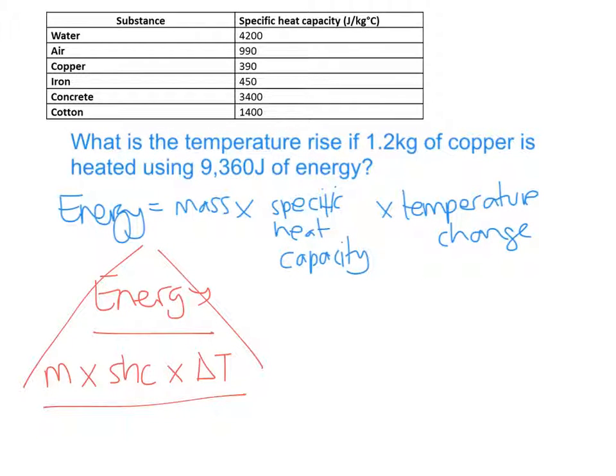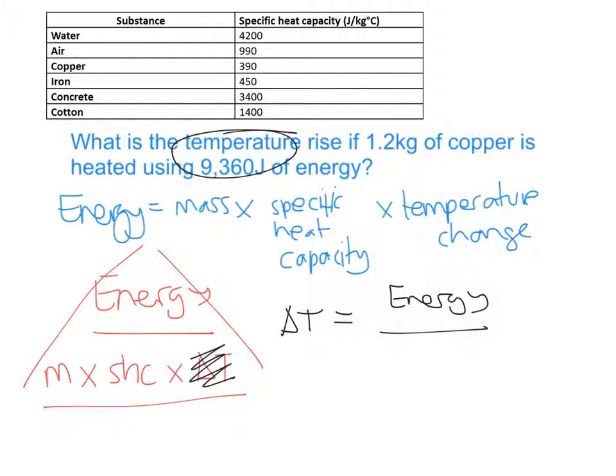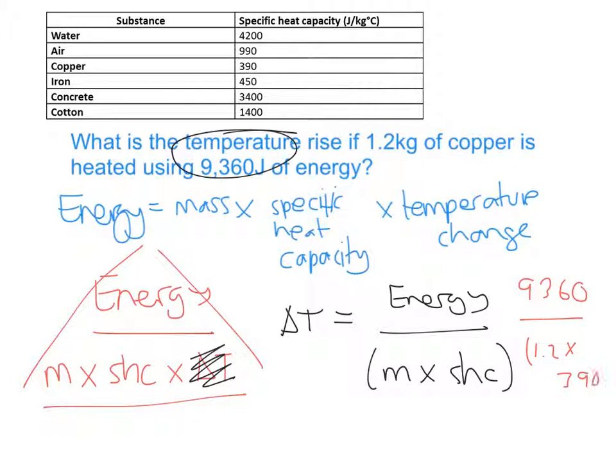There's my triangle. Now in this question I'm looking for temperature, so I cross out my temperature with my thumb, really, and I find that the change in temperature, the temperature rise, is equal to energy divided by mass times specific heat capacity. Then I can put my numbers into there. 9360 divided by 1.2 times 390. Put those numbers into the calculator and once again find that my answer is 20 degrees C.